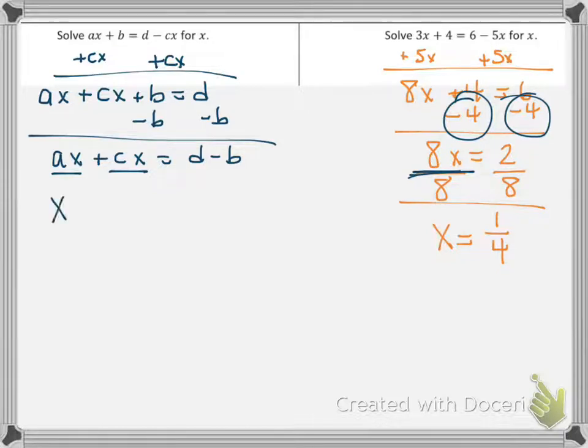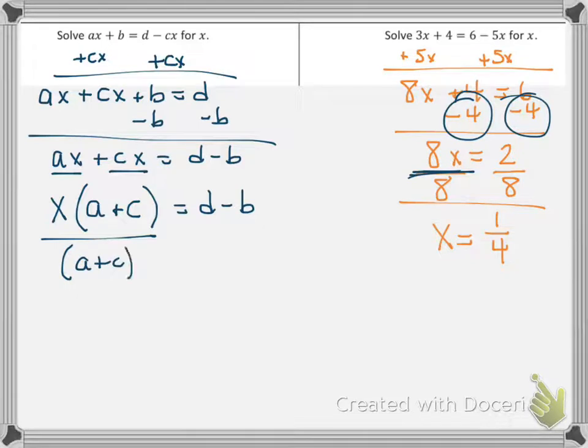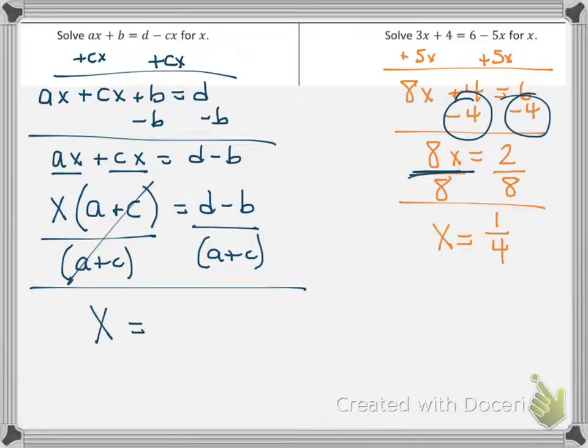And that means that I have x times the quantity ax divided by x is a, and cx divided by x is c. And that's all equal to d minus b still. And then I'm in great shape because now I can just divide by the quantity a plus c. And that's going to give me what I want, which is x isolated, and it's equal to d minus b over a plus c. All right, so using the same techniques as if I had some numbers, isolate the variable.